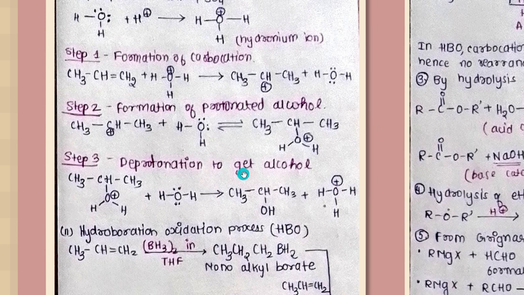So now deprotonation to get alcohol. Now what we will do? Deprotonation means removal of one hydrogen to get alcohol. Okay. Now what we will do? We will take that protonated alcohol, that is CH3, CHOH2 plus and CH3, right? This protonated alcohol will react with water again.